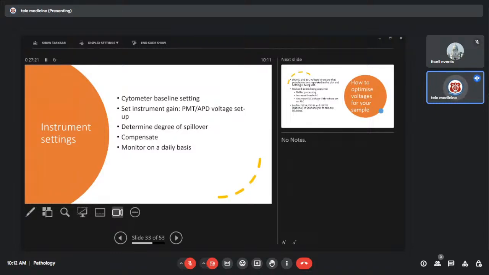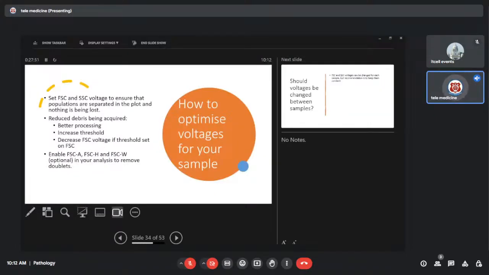Now, once you get an equipment the first time, you have to set up your instrument gains or what measures relative cell size. Relative means that cells in the same way, side scatter assesses granularity. So technically, you have to set the FSC, SSC voltages so that your populations are separated. You have lymphocytes, you had monos, you had granulocytes. You want them to be separated. You don't want them squished or scrunched together.